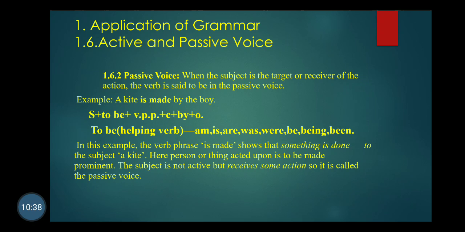For example, a kite is made by the boy. In active voice, the boy makes the kite. Here a kite is made by the boy. Here the structure is subject plus to be plus verb past participle plus by plus object. Is it clear?